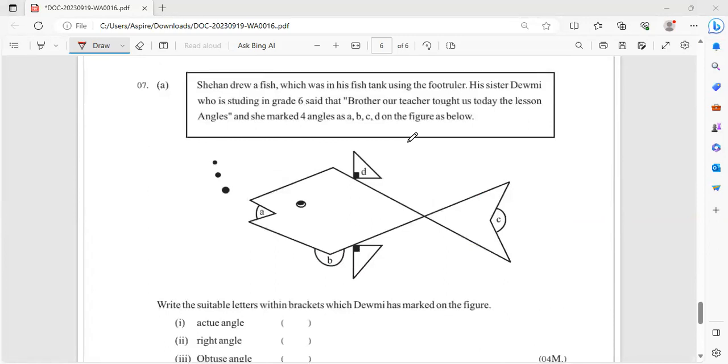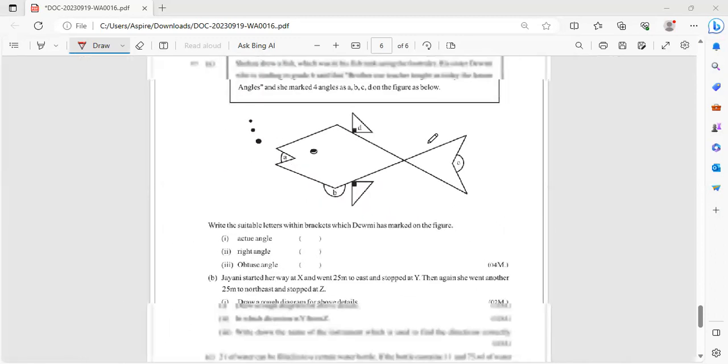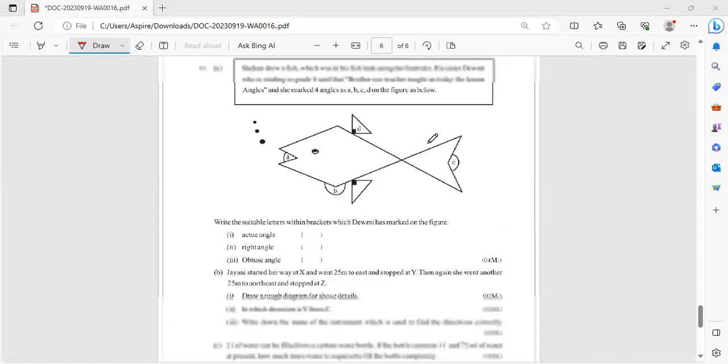Shehan drew a fish which was in his fish tank using the foot ruler. His sister Devni, who is studying in grade 6, said that, "Brother, our teacher taught us today the lesson angles and she marked 4 angles as A, B, C, D on the figure as below. Write the suitable letters within brackets which Devni has marked on the figure."